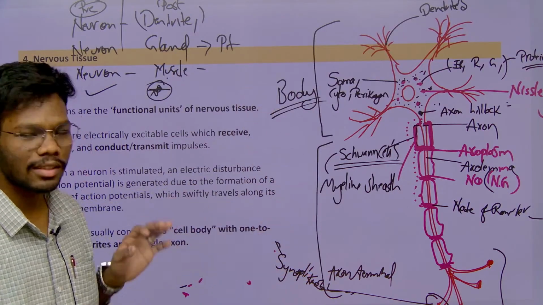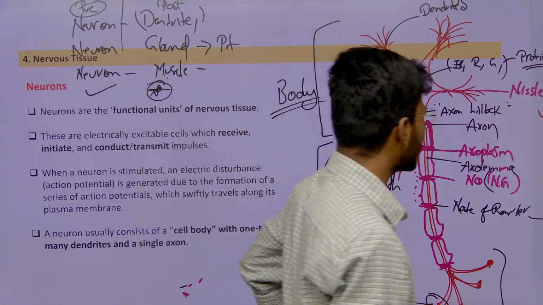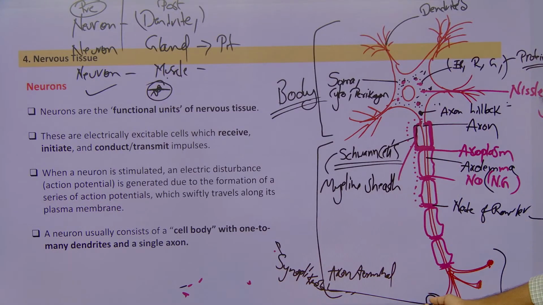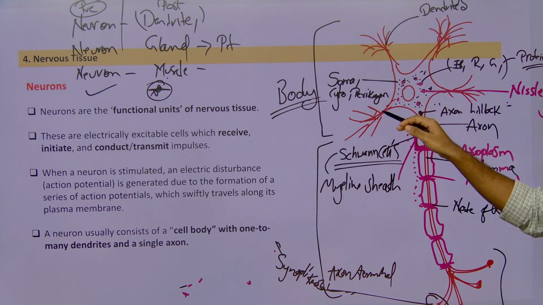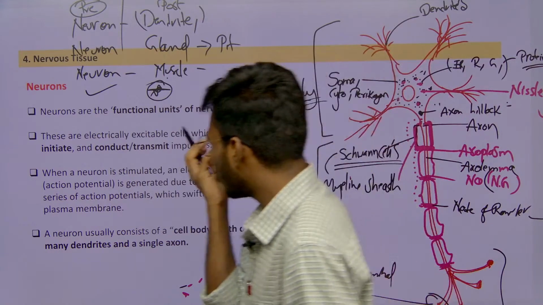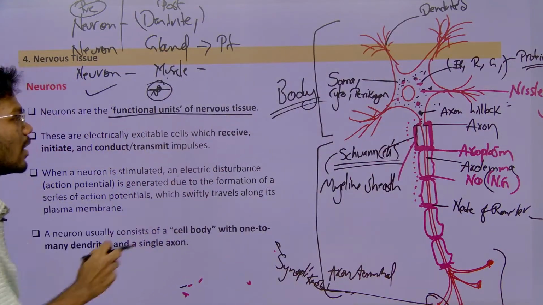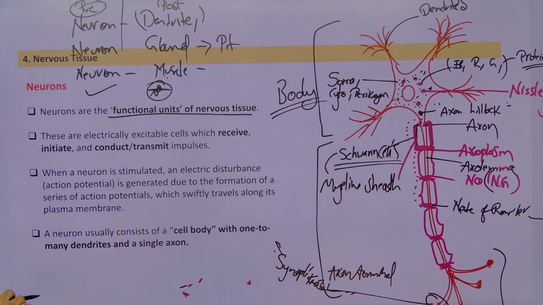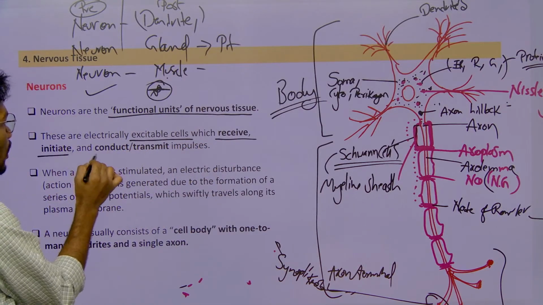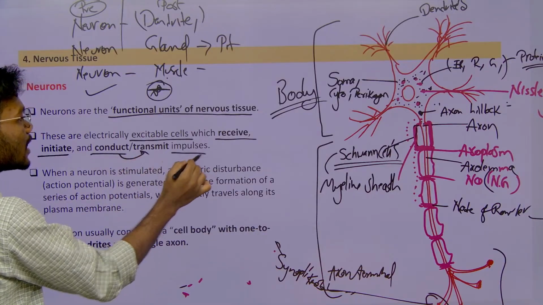So understand the structure of the neuron. This was the structure of a neuron, having a cell body and axon, axon terminal, Schwann cells, myelin sheath, axolemma. We discussed the soma, the different names of soma, dendrites and Nissl granules, right? So neurons are the functional unit of nervous tissue, and these are electrically excitable cells which receive, initiate and conduct, which is also called transmit, impulses.